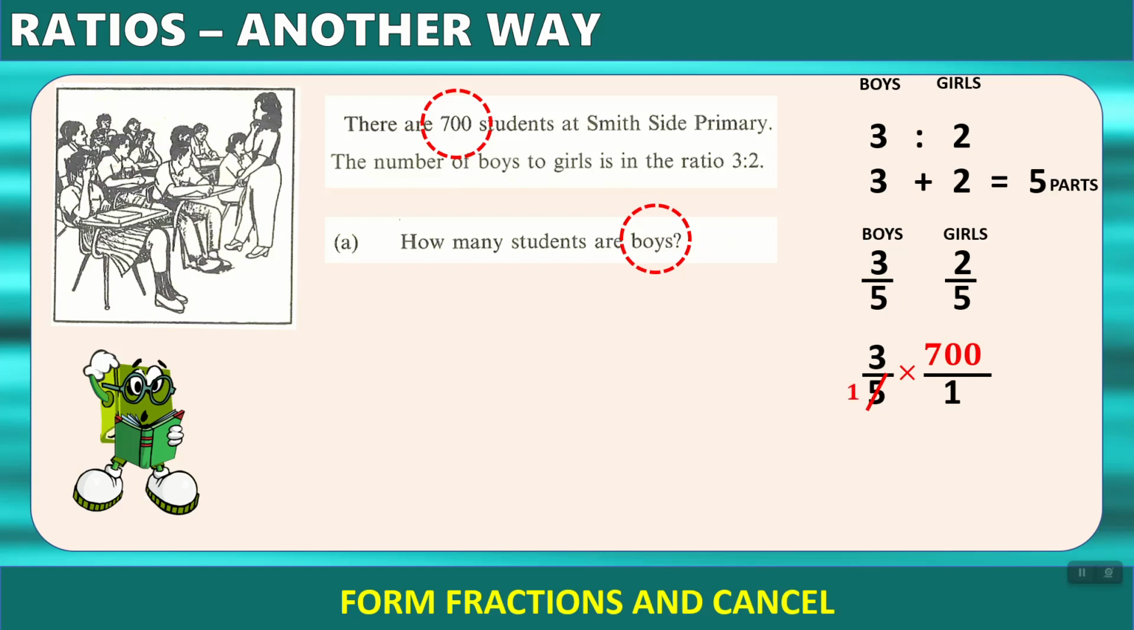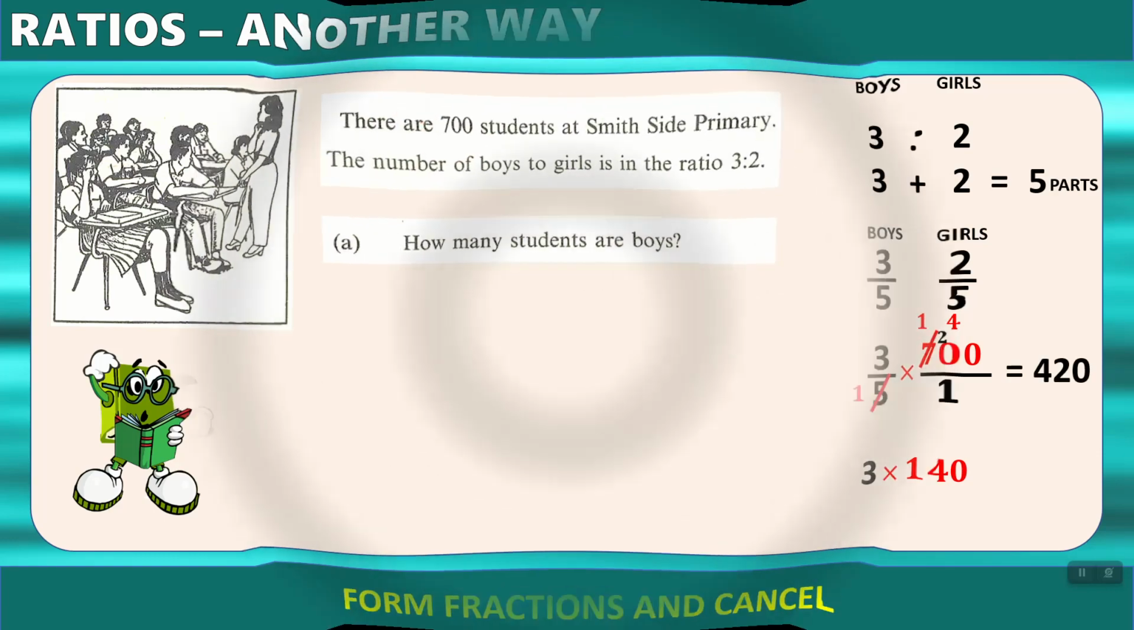5 into 700, let's take it one digit at a time. 5 into 7 goes once. And there are 2 left over, which go with a 0 to make 20. 5 into 20 goes 4 times. And 5 into 0 is 0. And so we have 3 times 140, which is equal to 420, which is the answer that we got before.